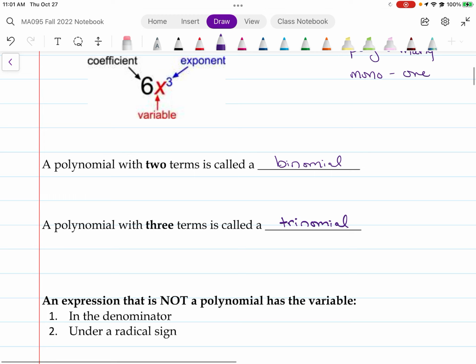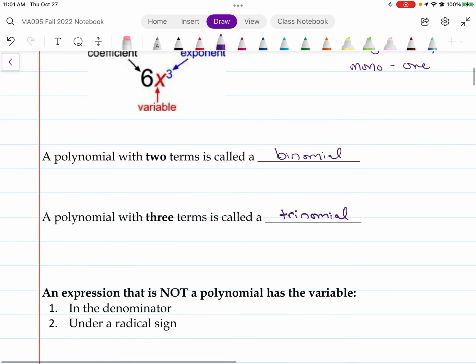All right, so some important pieces of information here. There are two reasons that an expression you might see is not considered a polynomial, and this is important: if the variable is in the denominator, or if the variable is under a radical sign. So if you see a variable on the bottom of a fraction, it is not a polynomial. If it's under a radical sign, not a polynomial.